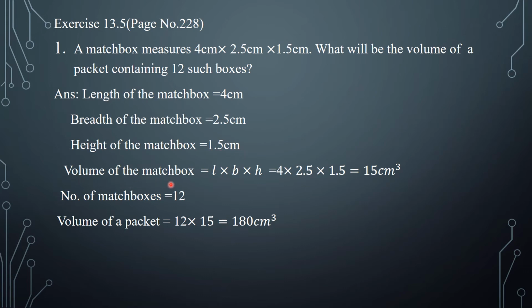Volume of a matchbox, that is L into B into H, is 4 into 2.5 into 1.5, which is equal to 15 centimeter cube. And in a packet, 12 such matchboxes are placed. So we can see the volume of the packet will be 12 into 15, which is equal to 180 centimeter cube.